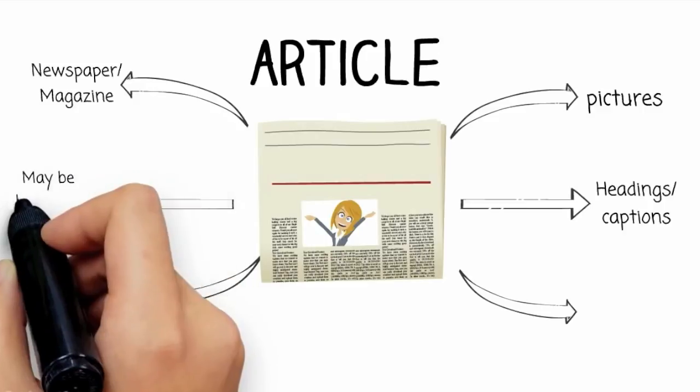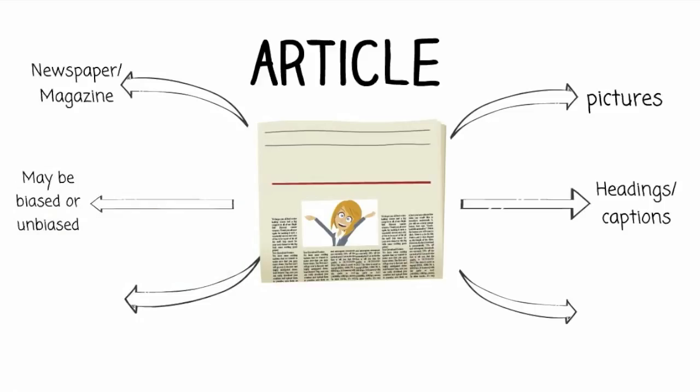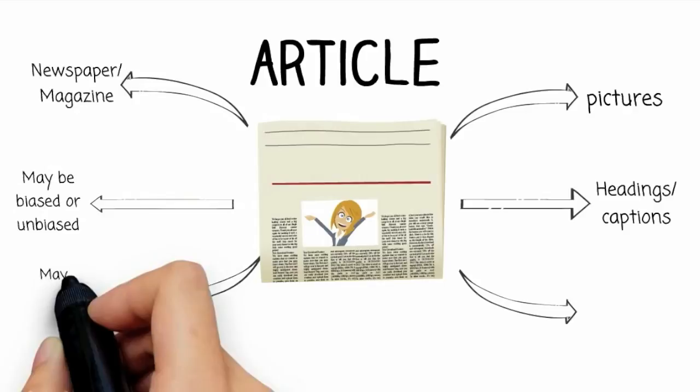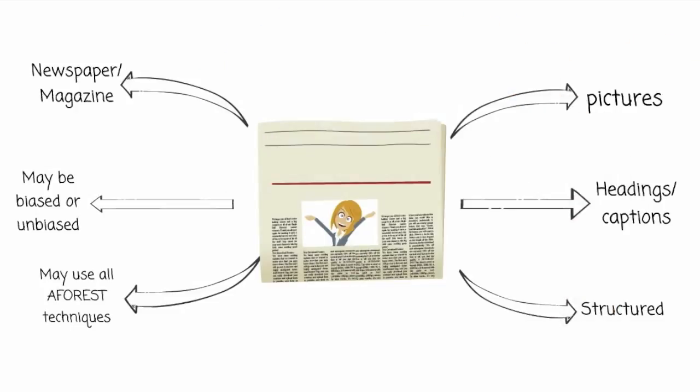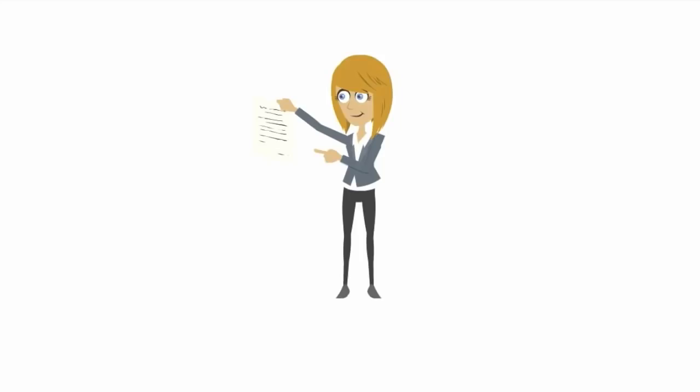So I can't tell you the purpose of your article, but it could be anything. An article may also be biased or unbiased. Newspaper articles tend to appear unbiased, but are often secretly quite biased. And they may use all of the A4 techniques. So articles are a really big, broad one, and if you get an article in the exam, that's great. You know, you can really go to town on what you say. Also remember your structure, really, really important for articles.